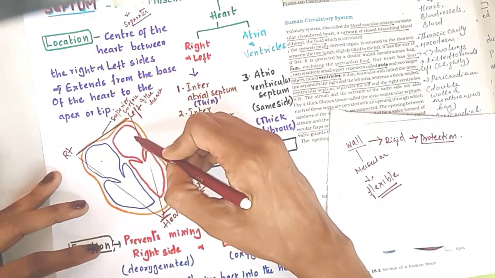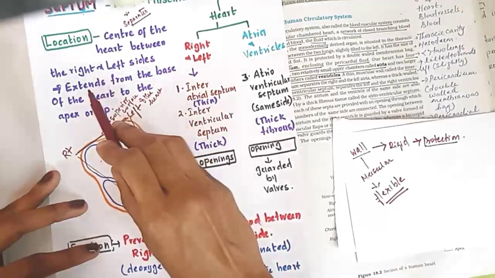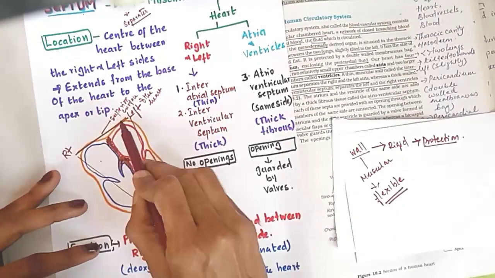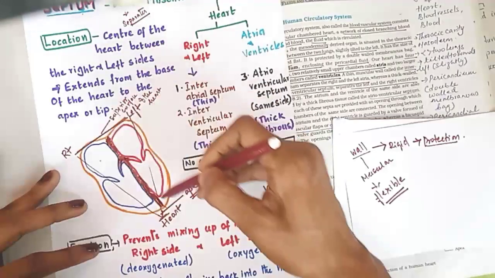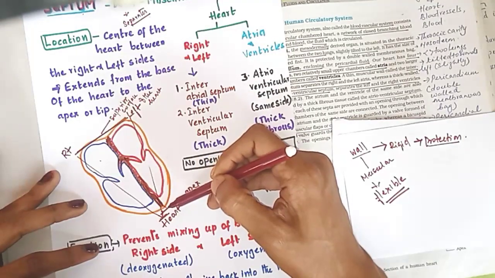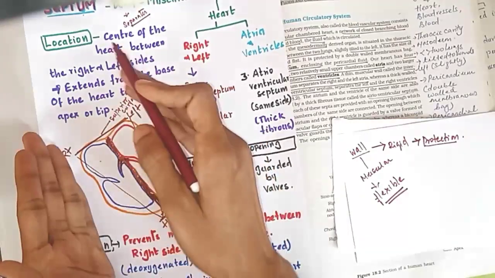Now, can you tell me where the septum is located? This part. I am shading it in brown. So it extends from the base of the heart, I told you, this is the base or the superior surface of the heart, to the apex or tip of the heart. So septum is the one which divides the heart into right side and left side.